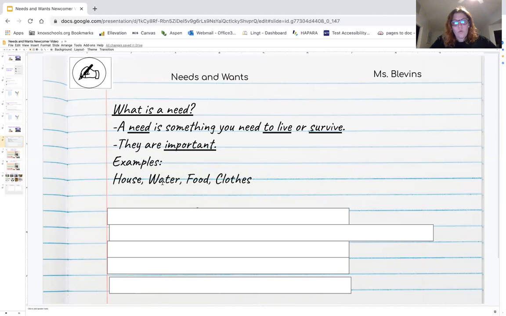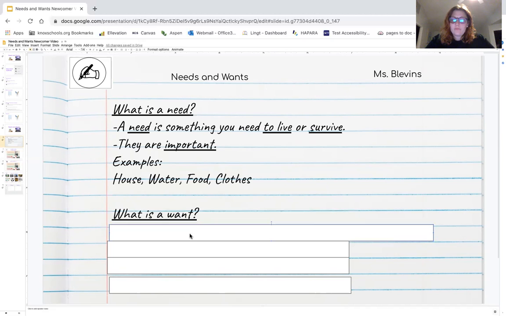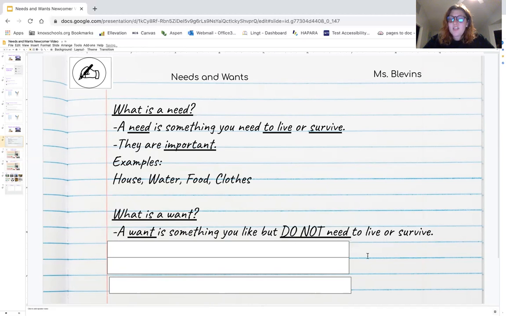So if a house and water and food and clothes are examples of needs, then what is a want? What is a want? Okay, make sure you are writing with me. What is a want? A want is something you like, but do not need to live or survive. Something you like, but do not need to live or survive.